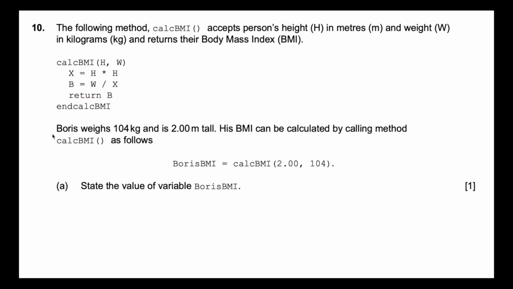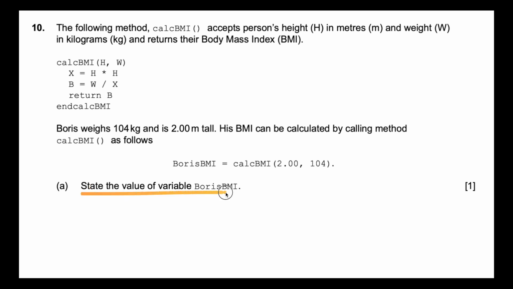So right here it says Baris weighs 104 kilograms and is 2 meters tall. His BMI can be calculated by calling method calcBMI as follows. So basically we're calling this function right here. They're giving us that. Our input is going to be 2 meters and it's going to be 104 kilograms right here. So h is going to be 2 meters, w is going to be 104. So x right here is going to be h squared, which is going to be 4 in this case. And then b is going to be equal to 104 divided by 4, which should just give us 26.